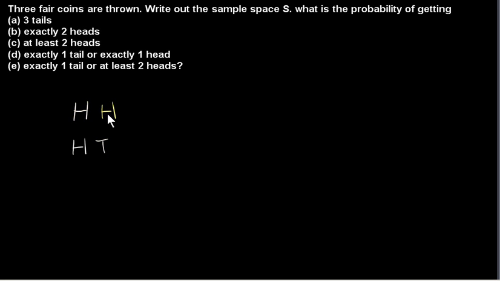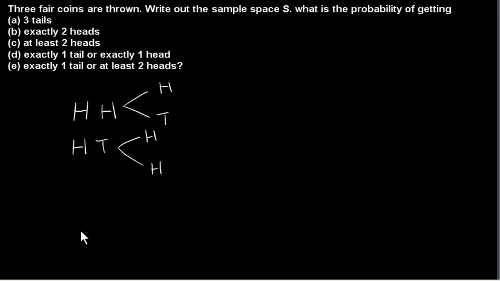Okay, let's suppose that the first two throws are heads, heads. Then there are two options. We could either have heads, heads, heads, or heads, heads, tails. And similarly here, we could have heads, tails, heads, or heads, tails, tails. So that's four different outcomes.